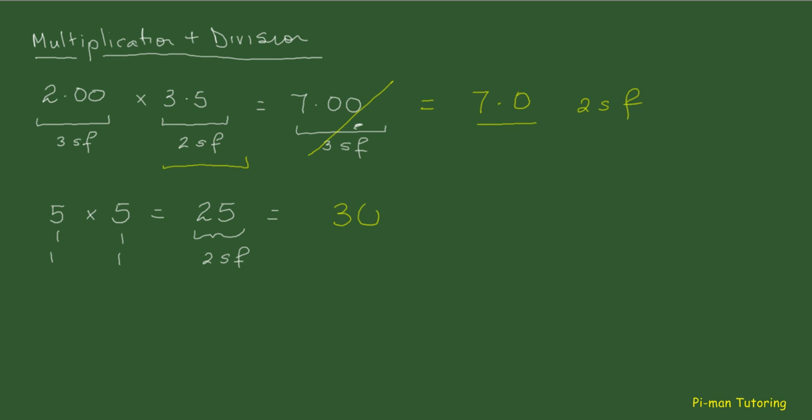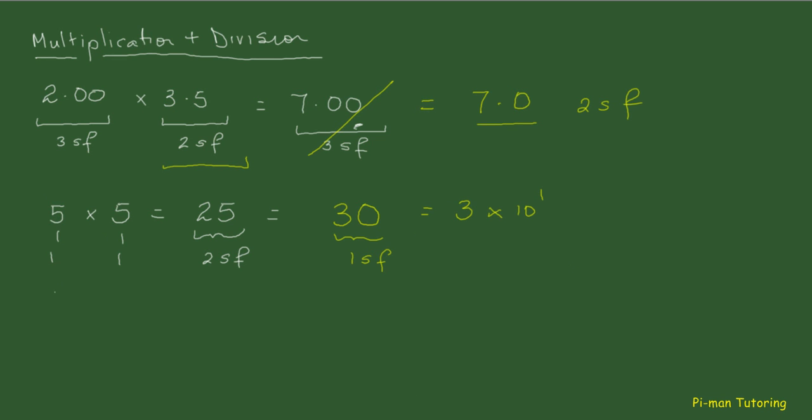We need a trailing zero, but we cannot put a decimal point, otherwise that would make it two significant figures. And so we're just left with one sig fig, or 3 times 10 to the 1 in scientific notation. So 5 times 5 is 30 when you're dealing with significant figures.